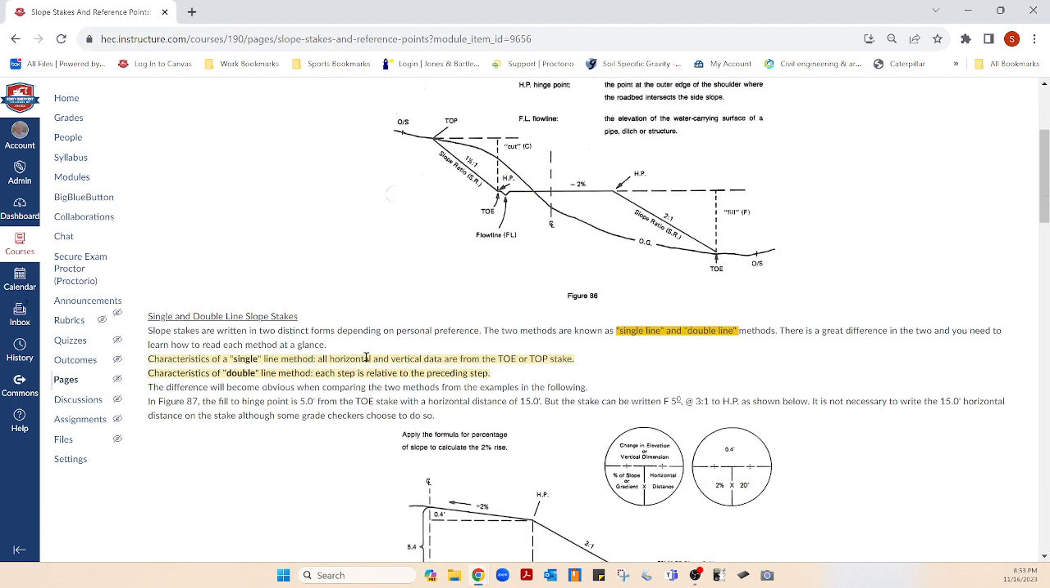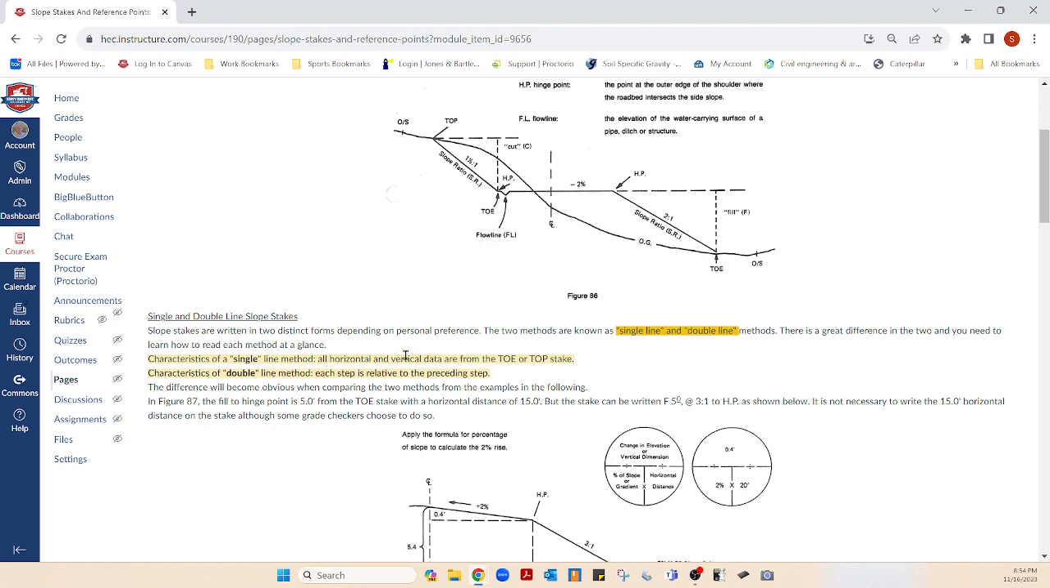So let's go on. Single and double line slope stakes. Slope stakes are written in two distinct forms depending on personal preference. The two methods are known as single line and double line methods. There's a great difference in the two, and you need to learn how to read each method at a glance. Well, it won't be today probably.